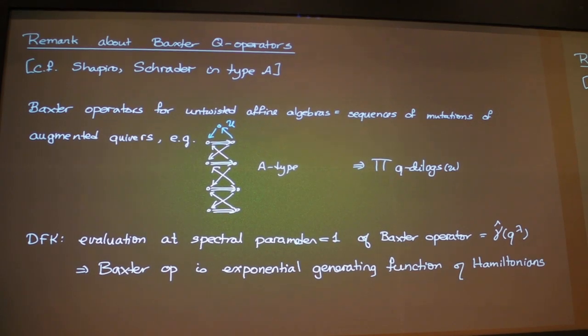If you evaluate when U is equal to 1, you will in fact get my operator, gamma hat, which I said was the time translation operator. So in fact, it's an evaluation of the Baxter operator for type A. Okay, so then you can define the Baxter operator for the other types in a similar way, I claim. And so there are many, many Baxter operators hanging around, but this is relatively nice. It's an exponential generating function for the quantum total Hamiltonians.